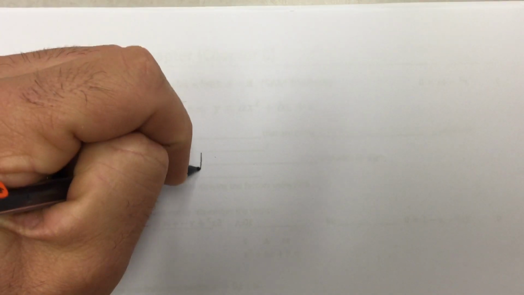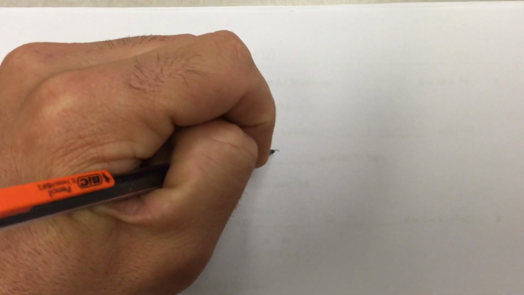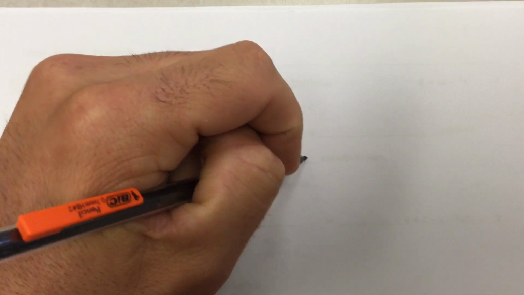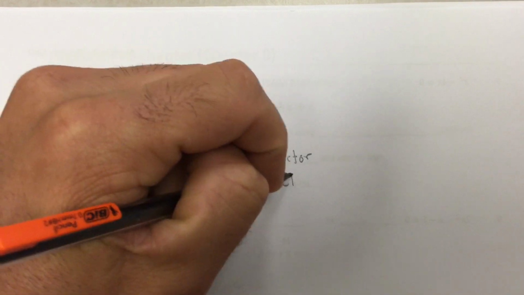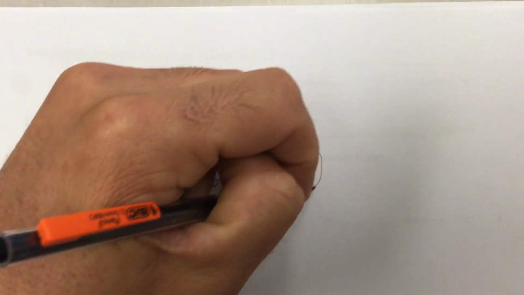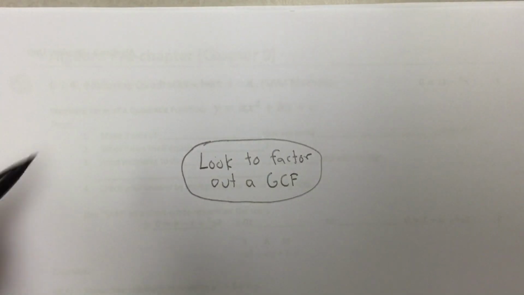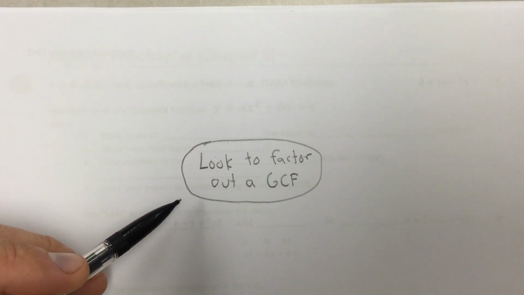But, about a quarter of the way through, you're going to write, look to factor out a GCF. Okay, for right now, that is where we're always going to start out.